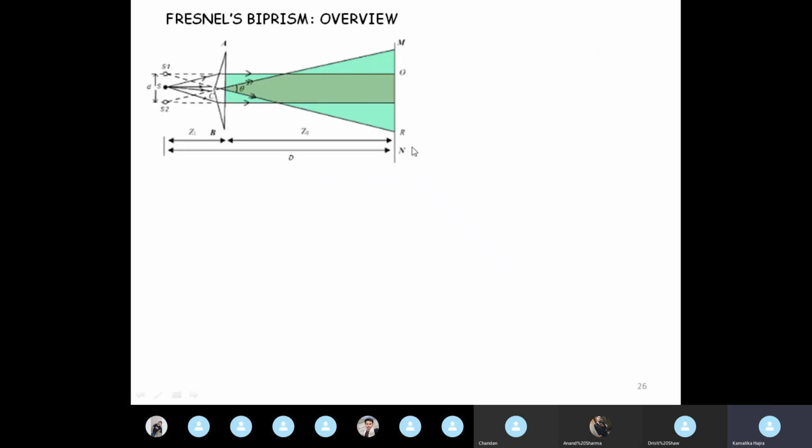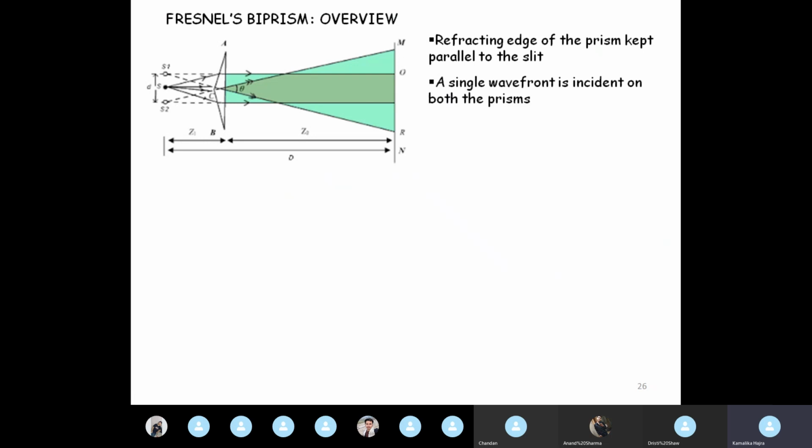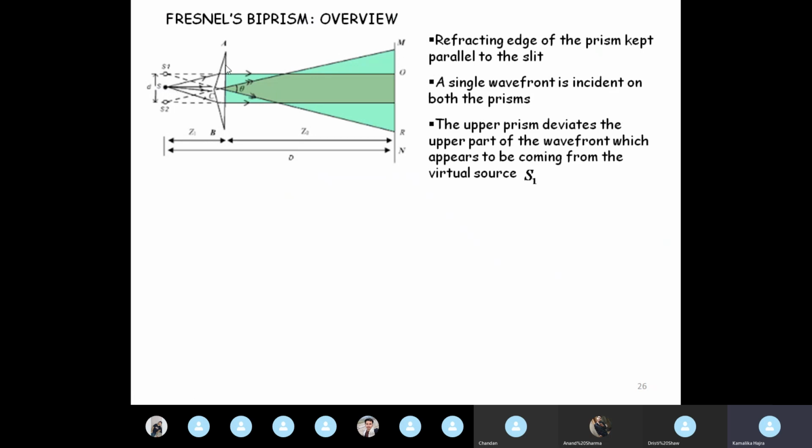All right. So this is theoretically what is happening. Single source. So the refracting edge of the prism, this is the refracting edge, is kept parallel to the slit, and a single wavefront is incident on both the prisms coming from the single source S. Then the upper prism, this portion, deviates the upper part of the wavefront, and so you get it on the screen as this thing OR, and when you extrapolate this, it appears to come from a source S1, virtual source S1.